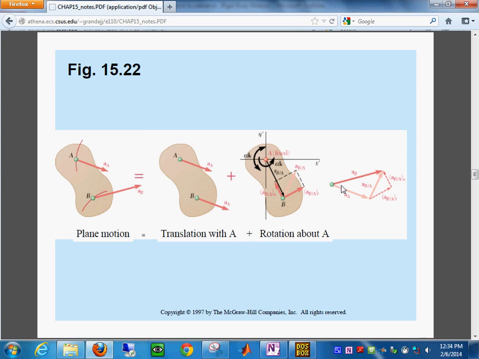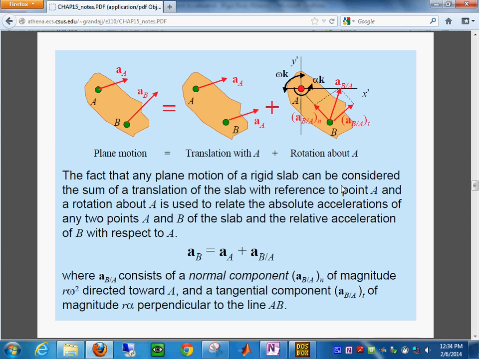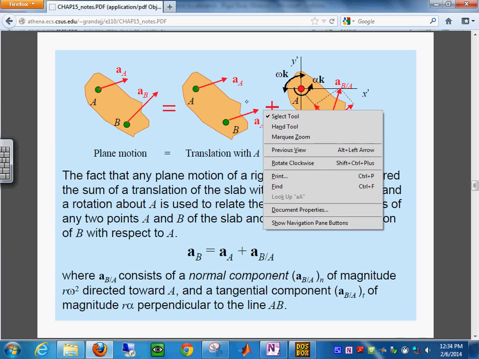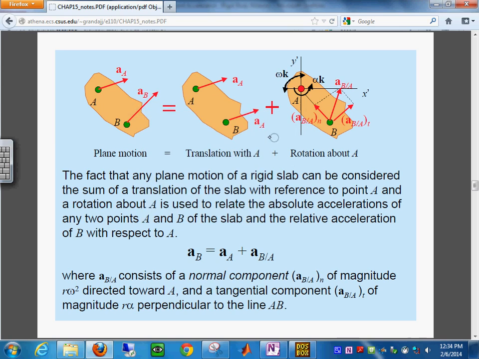This is the acceleration. We already saw the acceleration. The acceleration of one point is the acceleration of the other, plus the relative acceleration between the two of them. And that's what you see here. You see that this is the acceleration of B, in this case, is the acceleration of A, so this right here, plus the acceleration of B with respect to A. So that is what you see here.